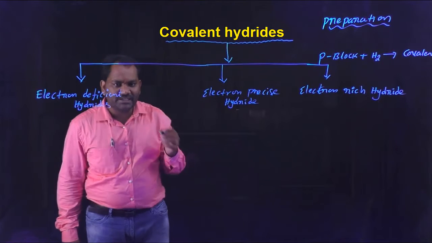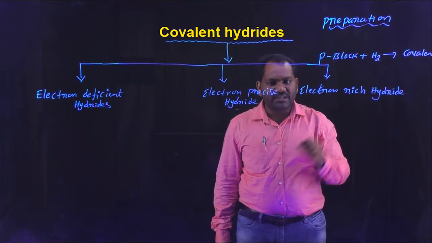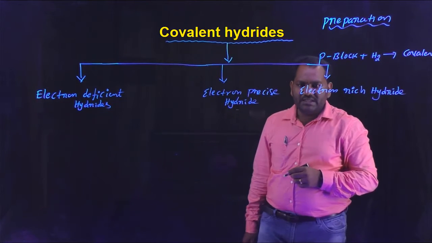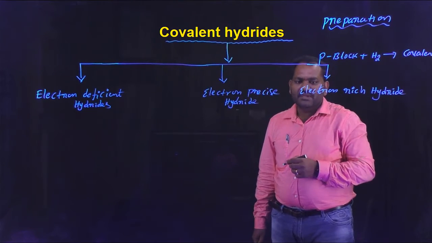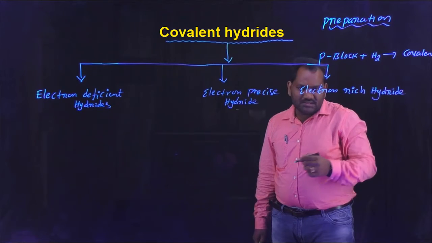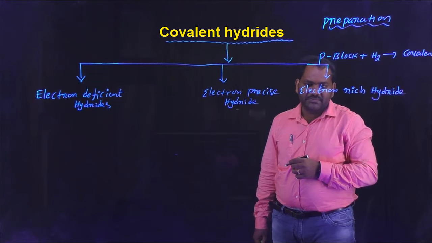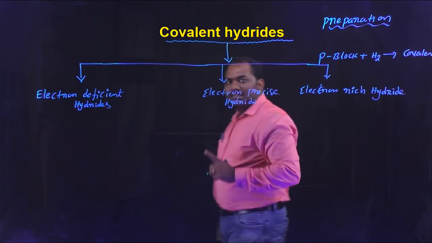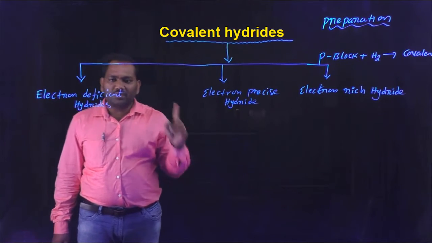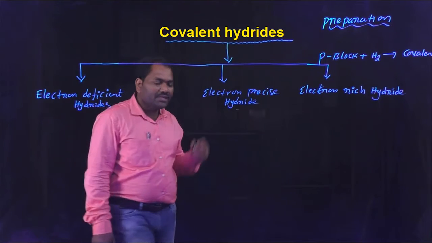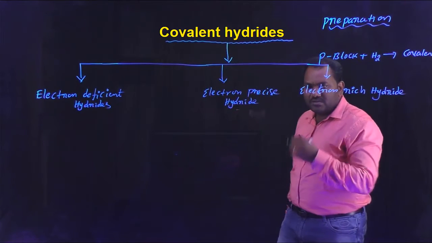These covalent hydrides are obtained when hydrogen reacts with p block elements. These are further classified into different types based on the number of electrons present in the hydride to write the Lewis dot structures. So these are the three major types of hydrides present in covalent or molecular hydrides. Let's discuss examples of these hydrides and how these are obtained.